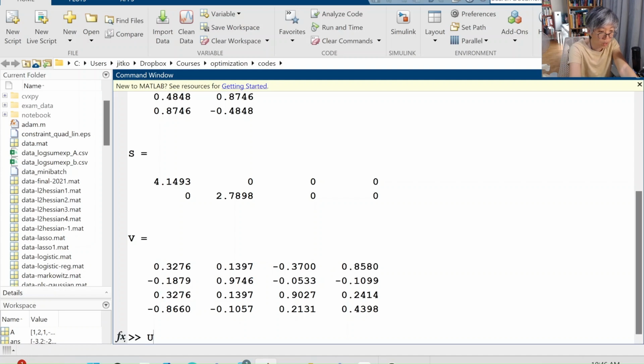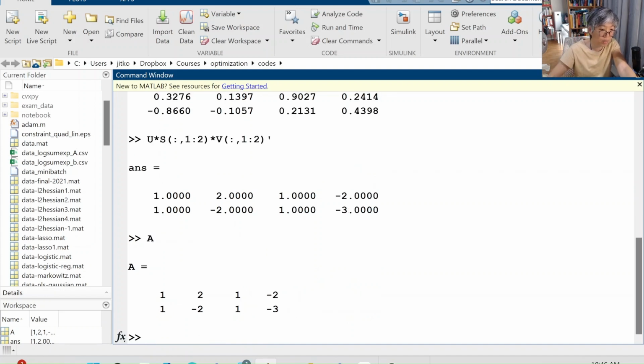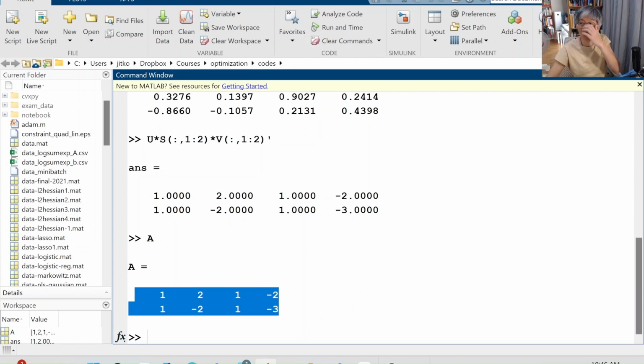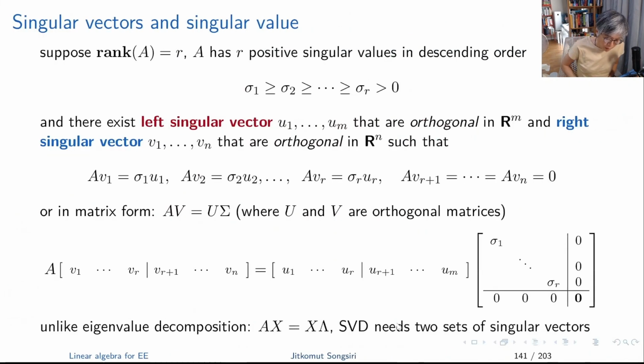So what I'm going to do is use the first two columns, and my V is going to be the first two columns transposed. This should give me the SVD factorization. So this is going to be the matrix A, the original one. Okay, so now let's come back to the lecture.